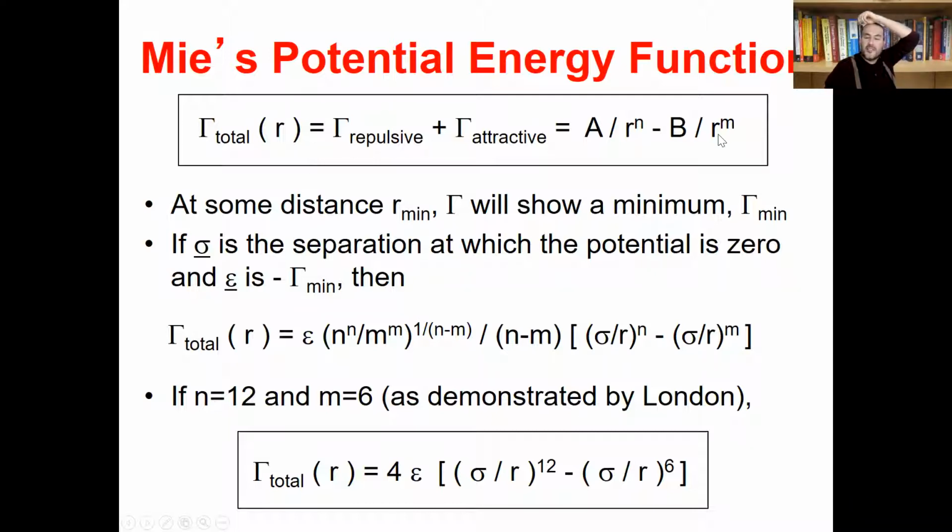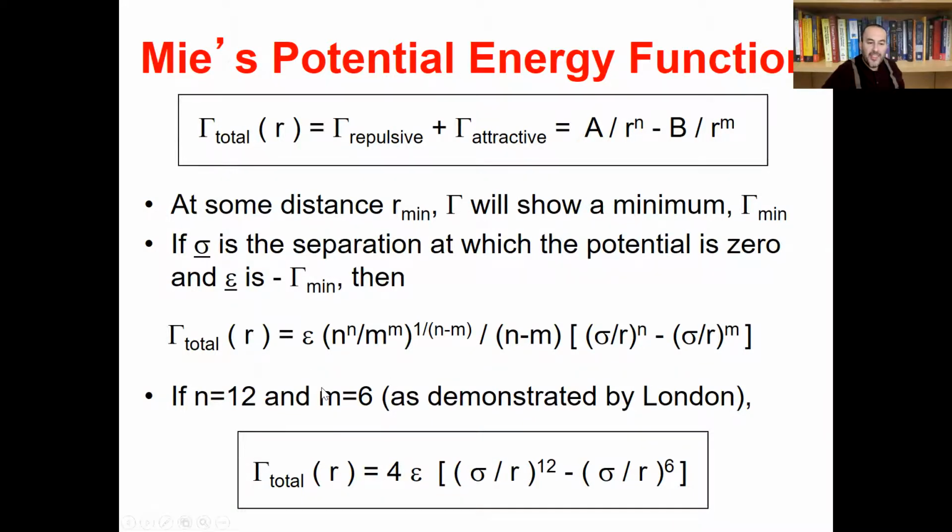So it's represented like this, but we can convert it into a more meaningful equation by defining two terms. The first one is sigma, which is the separation at which the potential is 0, and epsilon is the minimum value of the potential. Then this can be written in the following form, which is more complex but more meaningful, since we write it in terms of the characteristics of the potential: sigma, the separation at which the potential is 0, and epsilon, the minimum point of the potential.